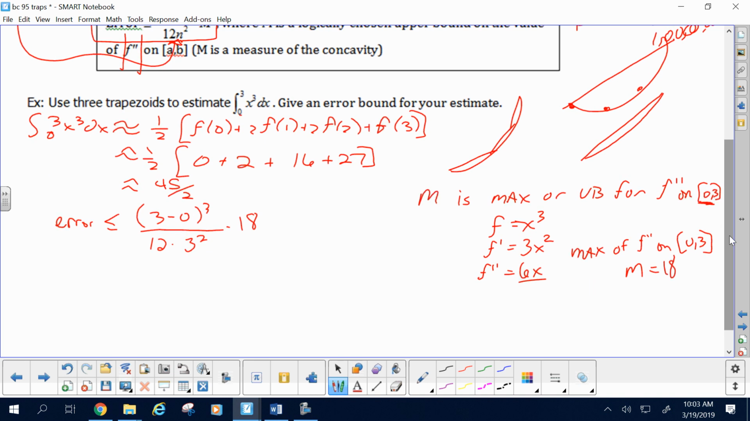So if I clean this up, then the error is less than or equal to, I'm going to just think of it this way myself. I think of all those 3's and I can take a 6 out of those babies. And so I get the error is less than or equal to 9 halves.